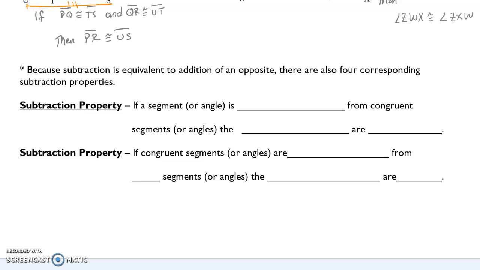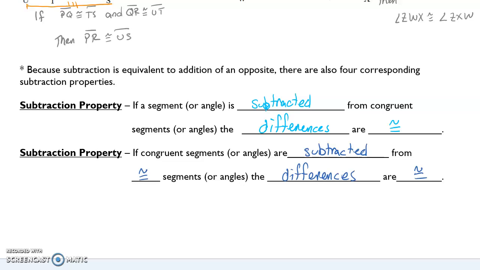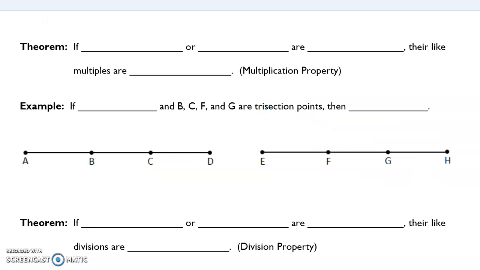Okay? Because subtraction is equivalent to addition of an opposite, you also have the four corresponding subtraction properties. If a segment or angle is subtracted from congruent segments, then the differences are congruent. So if I have congruent segments and I take the same piece out of both, then what's left is congruent. If I have congruent segments and I take congruent pieces out, then what's left is also congruent. So those were our addition and subtraction properties.